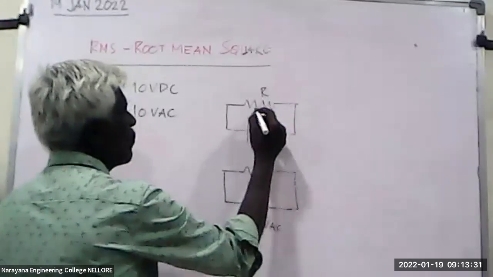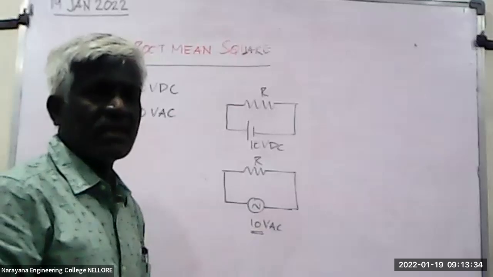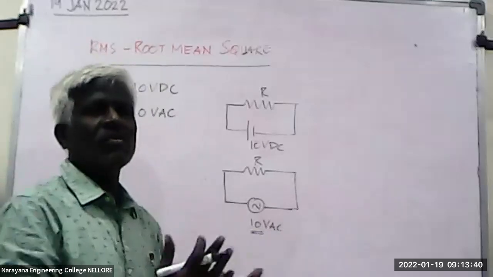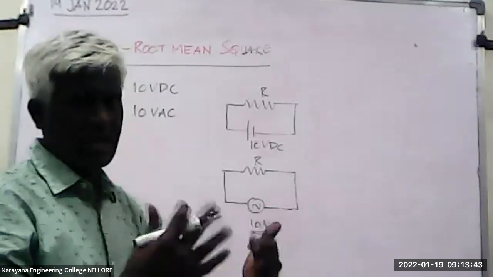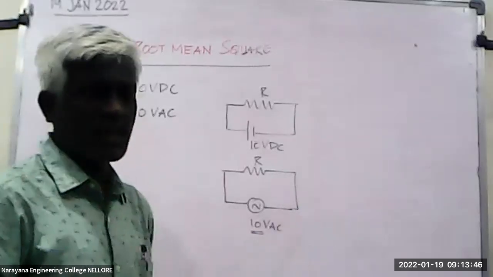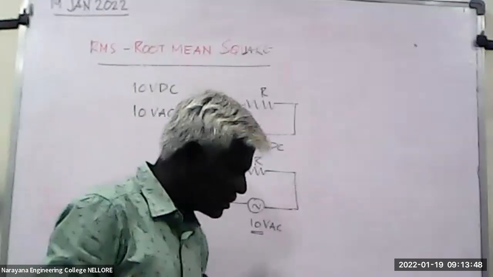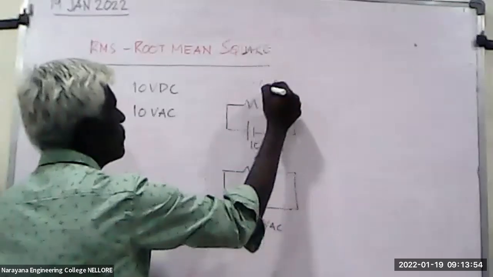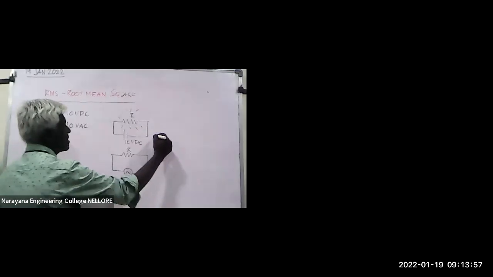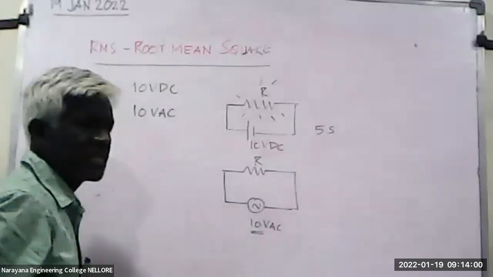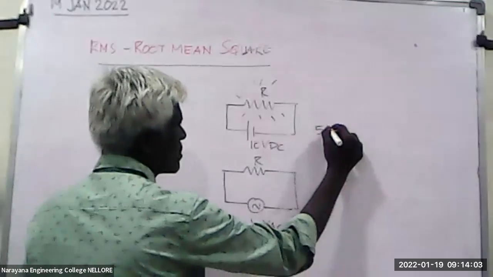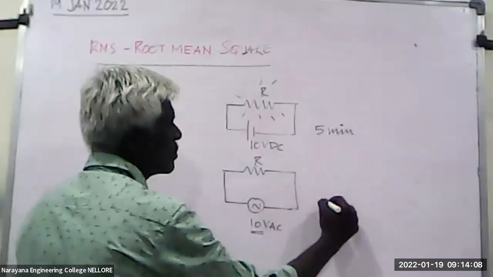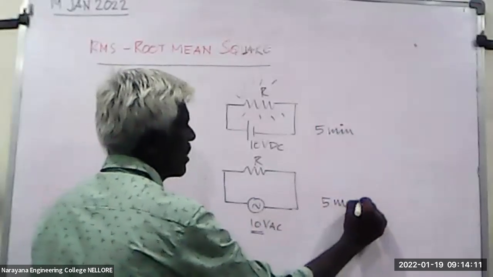Now, when we apply a voltage to a resistor, what will the resistor do? It will oppose the flow of current. When opposition is there, normally there will be heat production, right? Thermal energy. So the resistor will get heated up. For example, I apply this voltage for 5 minutes, and I apply the same 10-volt AC to the same resistor for 5 minutes.